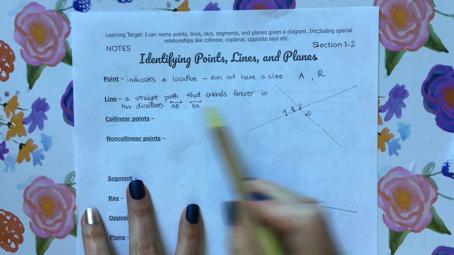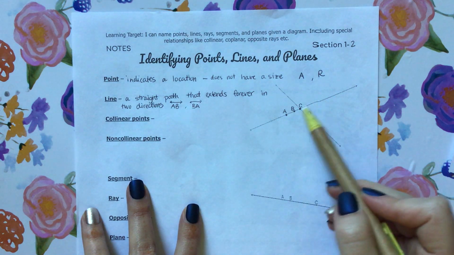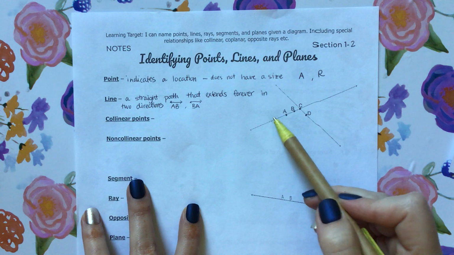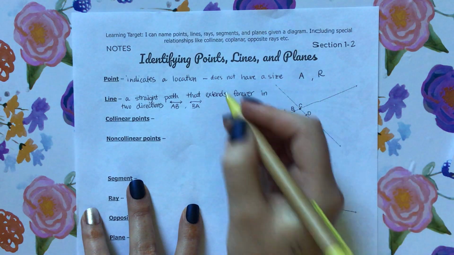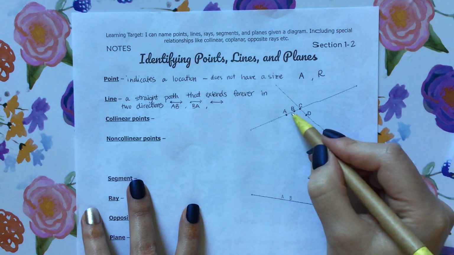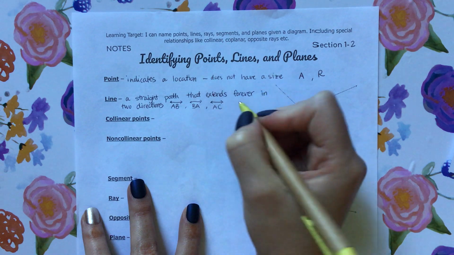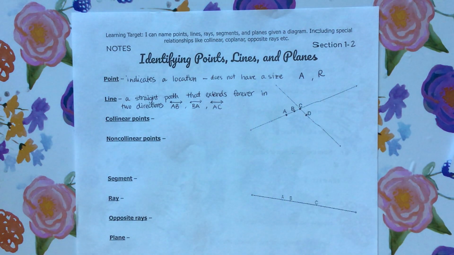You are also able to name the same line by flipping the letters around. So in this example, line AB, which is this one, is the same thing as line BA, which is this one. You could also call this line right here line AC, and so on and so forth. There's quite a few different ways that you can do that.